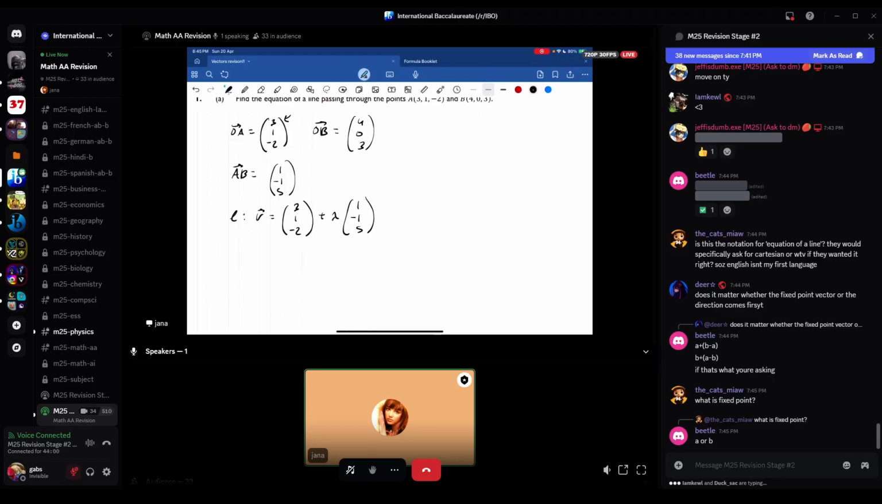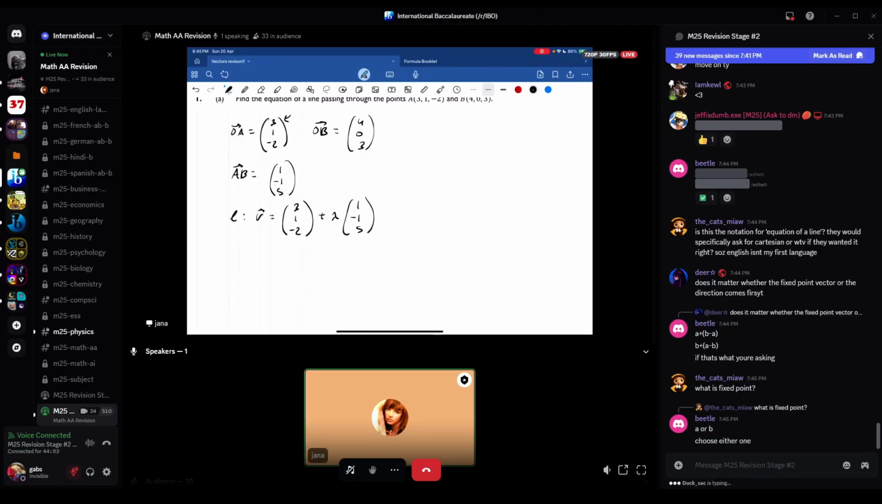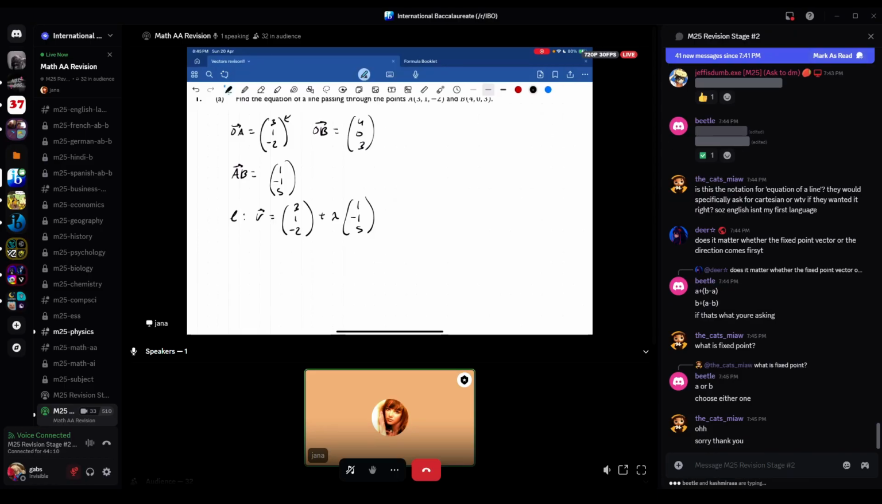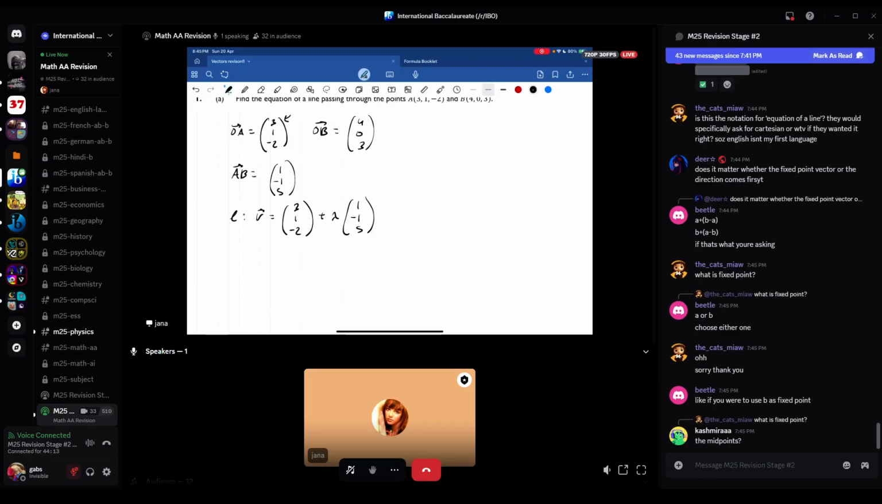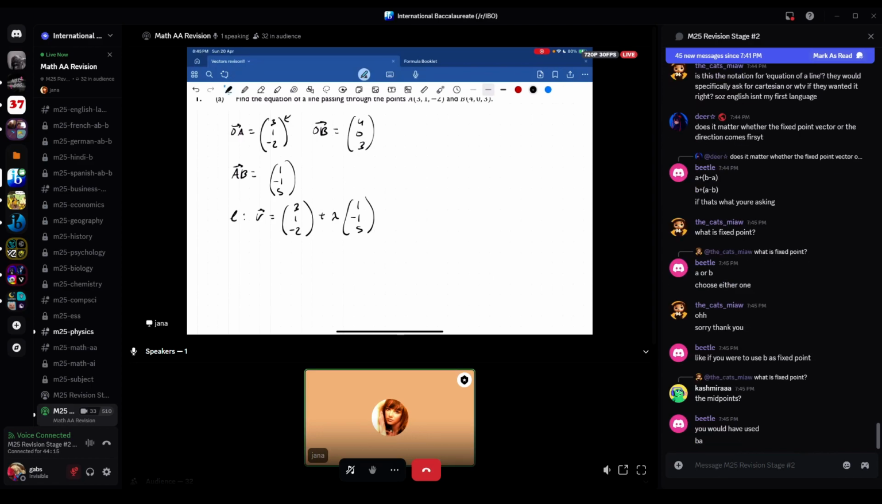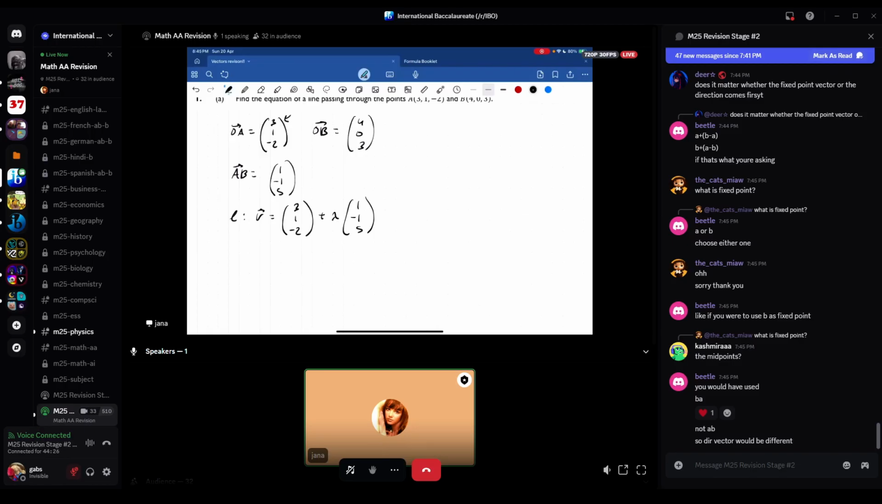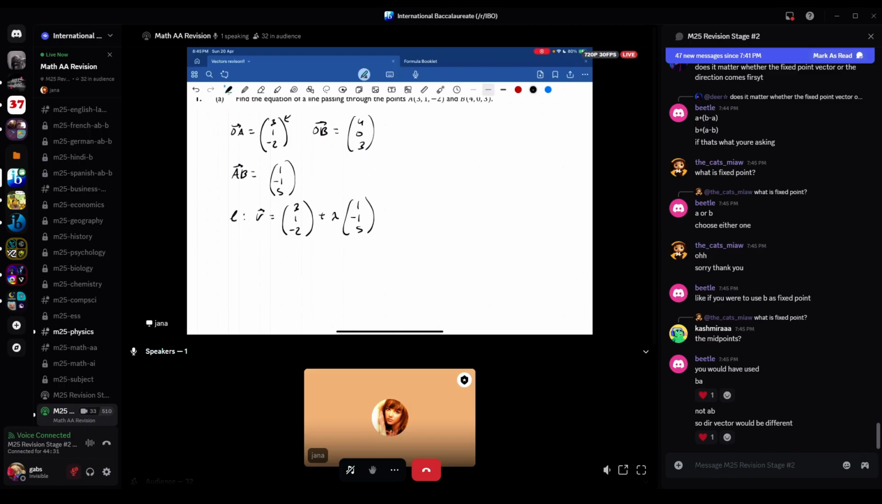Fixed point, it's a point that you already know is on the line. So, yeah, that's it. No worries at all. The fixed point is not the midpoint. Also, it doesn't really matter what you use as your fixed point. It's just any point on the line that you know is there. That's it. So can we move on now? Everything good?